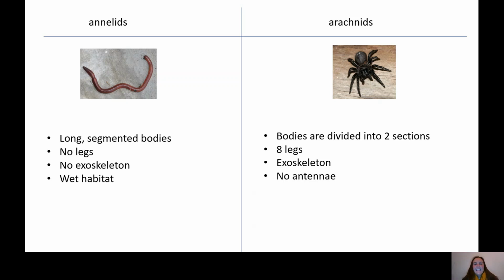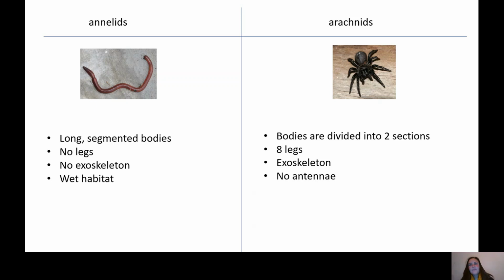So, annelids have long segmented bodies. If you remember from last week, the mollusks had soft unsegmented bodies, and we talked about how a segment was lots of little bits. All right, so something like a worm has a body which is in lots of little bits, lots of segments. Okay, they don't have any legs. All right, so annelids don't have any legs. They don't have an exoskeleton or any shell, and they often live in wet habitats. Okay, so that's the annelids.